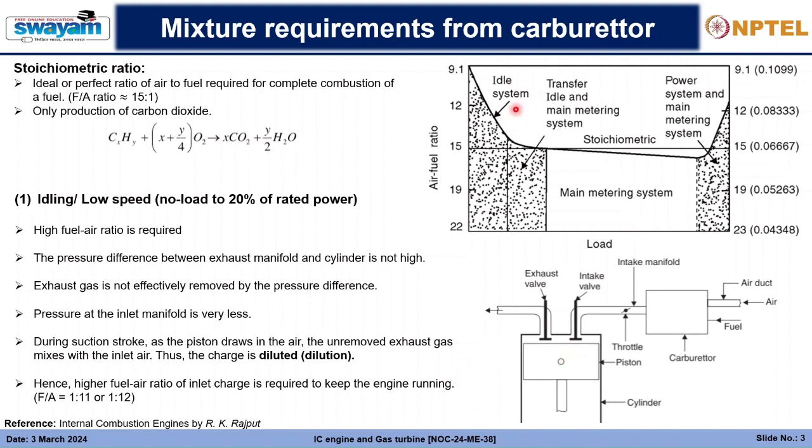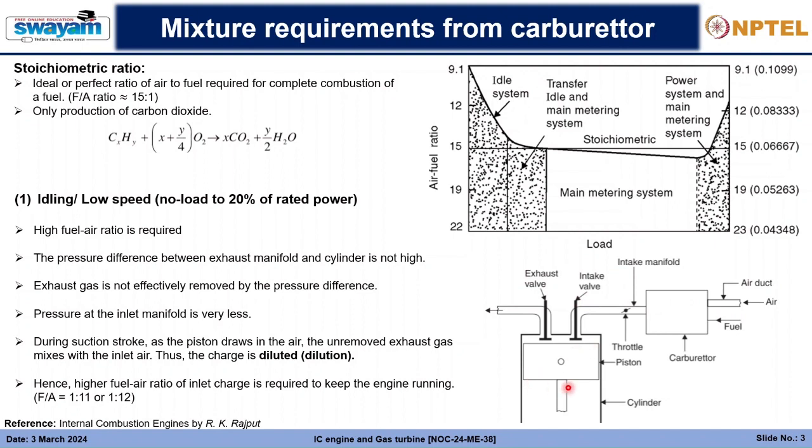So this is the idle system which actually makes it possible. Idle system meaning there is some auxiliary mechanism to this carburetor, which makes this whole thing possible. That auxiliary system is called the idle system, while in the main metering system there will be a different auxiliary system.